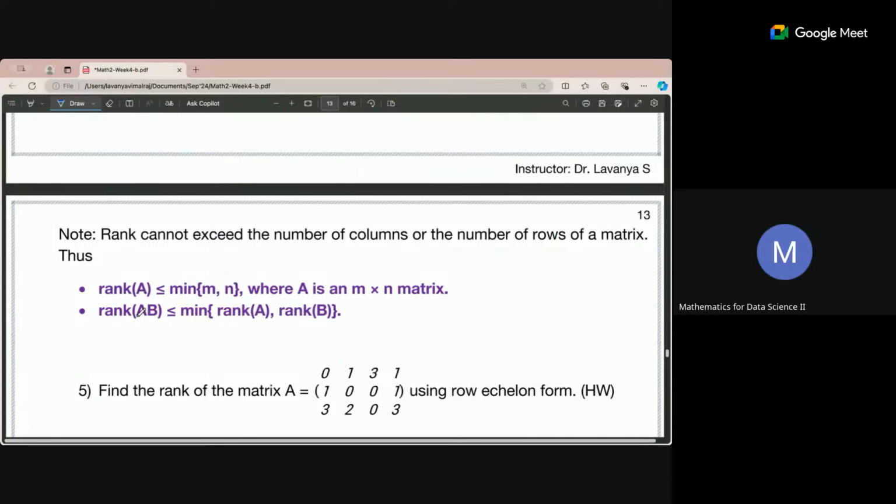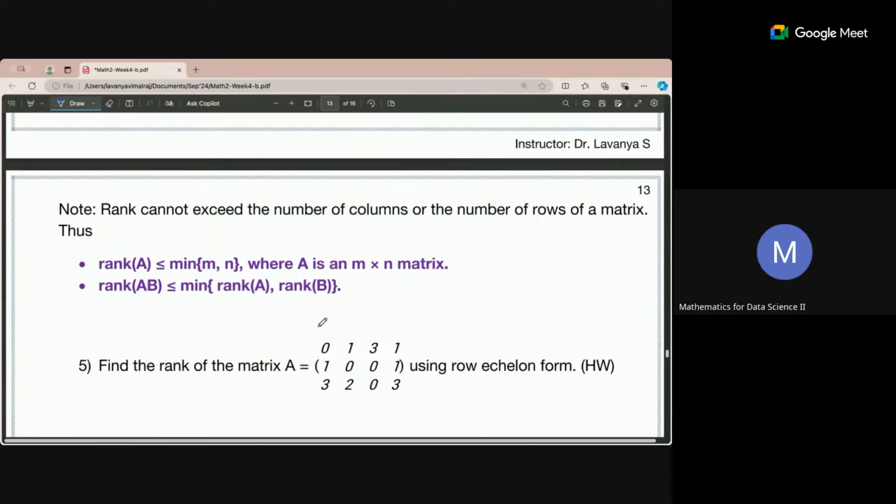So this first fact I have already mentioned to you. The second one, you should know: rank of AB is less than or equal to the minimum of rank of A and rank of B. So for the product of two matrices, the rank of the product is less than or equal to the minimum of the rank of the first and the rank of the second. The proof is a bit lengthier. It's enough if you know just the fact.